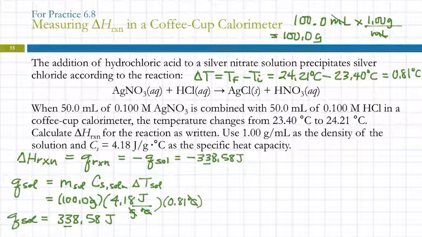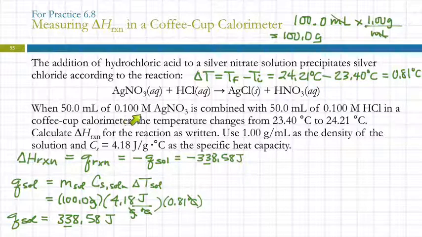The reaction as written. So this reaction has 1 mole of silver nitrate reacting with 1 mole of HCl. It matters how much reacts. If you have more react, the energy change will be larger. So, do we have 1 mole of silver nitrate reacting? We can't tell just like eyeballing it. Well, how could we figure that out?